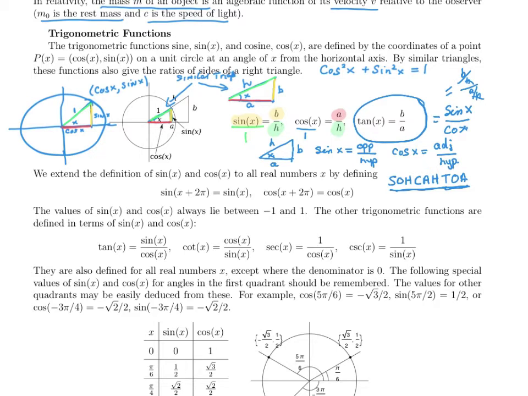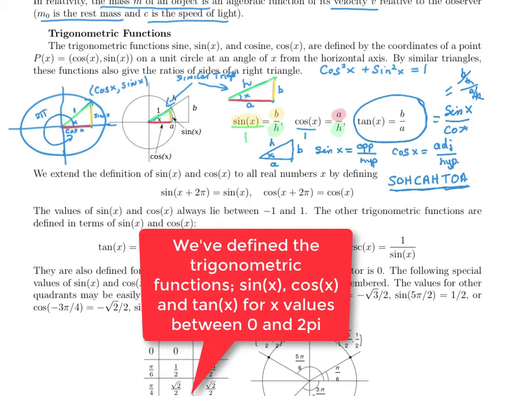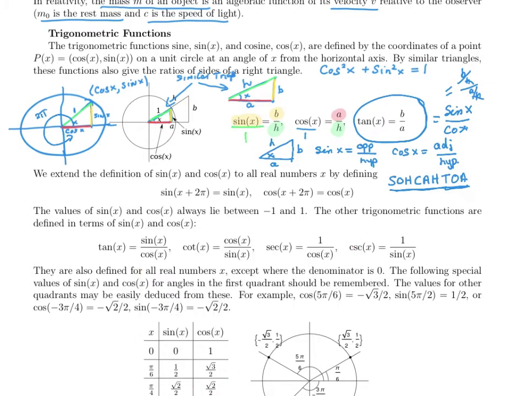We're always going to talk about radians in this course, especially when we do derivatives. It's really important to remember that angles are measured in radians. A circle, 360 degrees, is equated to 2 pi radians. So we've defined this for x values between 0 and 2 pi.